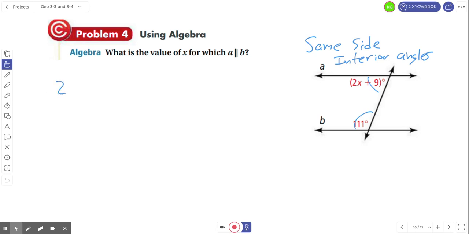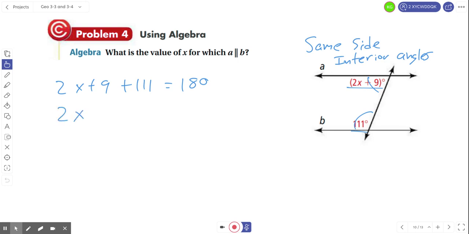So in other words, 2x plus 9 plus 111. Those are my two angles. One of them is 2x plus 9, the other one's 111. Add them together, they have to equal 180. And now I just use my algebra skills.